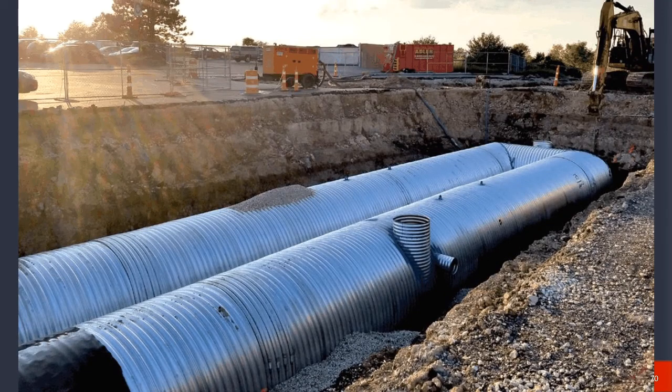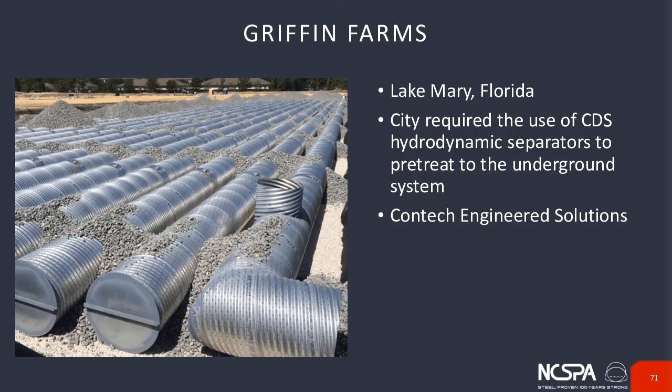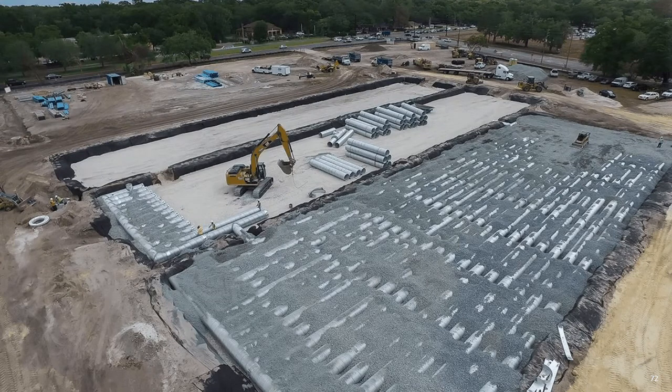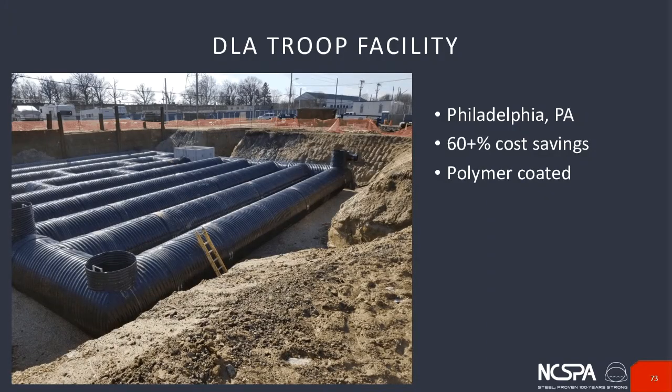Here's another picture of the long lengths that were used. So you can see this is a 60-foot run with just one joint really between the two. So easy access. And then this one here in Griffin Farms is in Lake Mary, Florida. The city required the use of CDSs and separators for this particular project. So I think this is actually a screenshot of what Daryl had showed earlier. So, again, this was a massive project, very well done, very well executed.